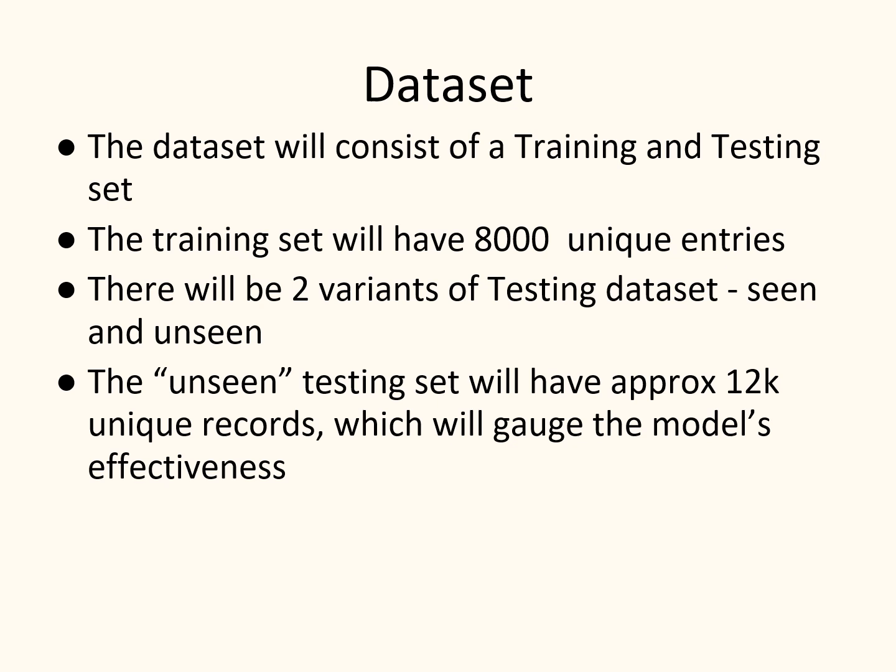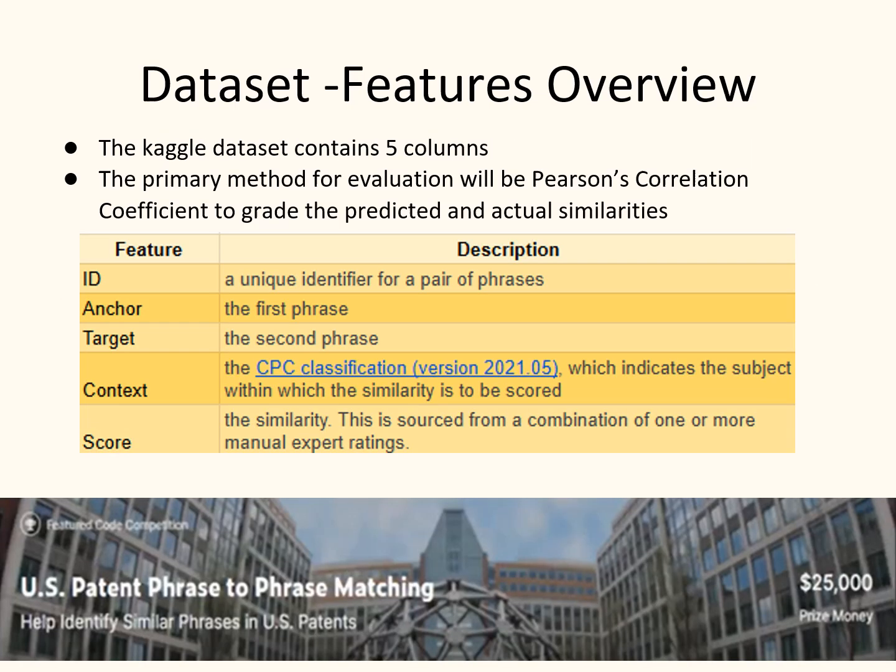Dataset. We'll be using the Kaggle dataset, which has been given by Kaggle. It has 8,000 unique entries. There will be two variants of testing dataset, which are seen and unseen. The unseen testing dataset will have approximately 12,000 unique records, which will gauge our model's effectiveness.